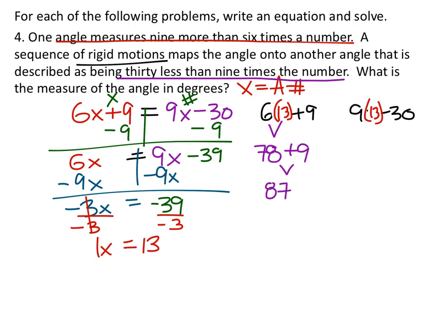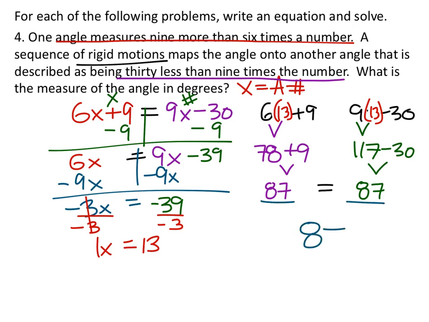And then the other, after the rigid motion, after the transformation, 9 times 13 is 117. We still got the minus 30. When we combine this, we get 87. So it shows that the rigid motion kept them equal and that 13 is the solution to the equation. The real final answer to this is the angle measure, which is both of these, because they're the same, 87 degrees.